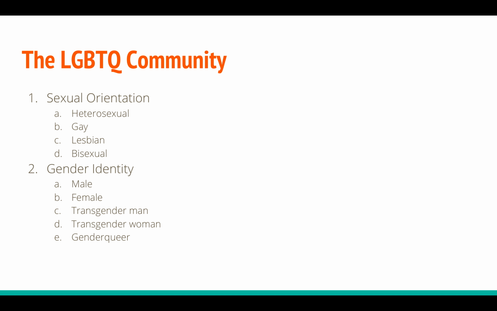Gender identity can be described as a person's internal sense of being a man, a woman, both a man and a woman, or neither. A transgender man is a person who was born as a female but identifies as a male. A transgender woman is a person who was born male but identifies as female. There are also people who don't identify strictly along the binary of male or female and identify themselves as genderqueer or gender fluid.